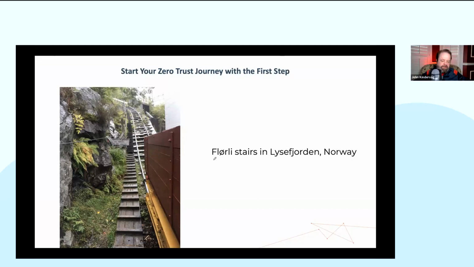So this is a place called the Fleury Stairs in a fjord, Lysefjord in Norway, near a town called Stavanger. That's where my grandfather grew up. I've been to Norway a couple of times on business, and I take extended time because I have cousins and stuff there. A lot of Kindervags are still in Norway, and I'm related to probably most of southwestern Norway. If you look back at our genealogy, it goes back hundreds and hundreds of years.